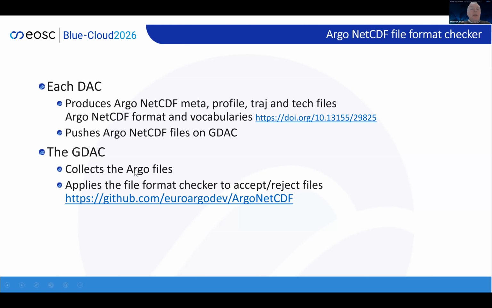So the GDAC will collect the Argo files and apply the Argo file format checker, which is a very important tool to check the consistency, the content, and the format of the files that have been transmitted by the data assembly center, and will either accept or reject the files if they are not compliant to the rules defined in this document, which is the Argo netcdf format and vocabulary document. And the file format checker is software that is freely available from GitHub at this link.